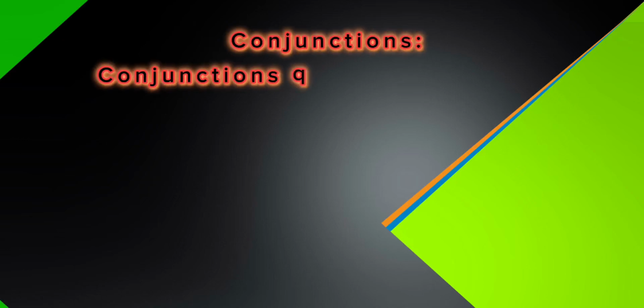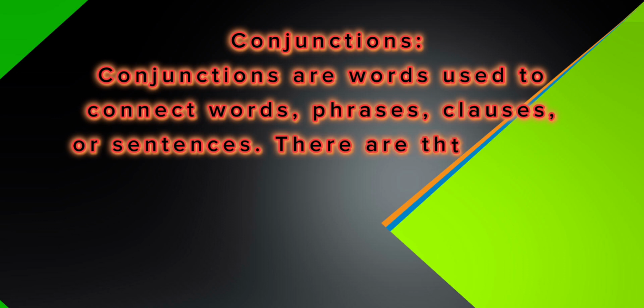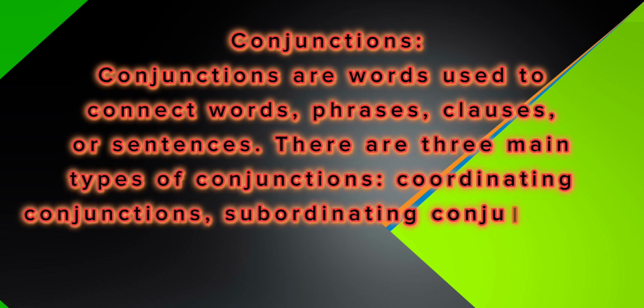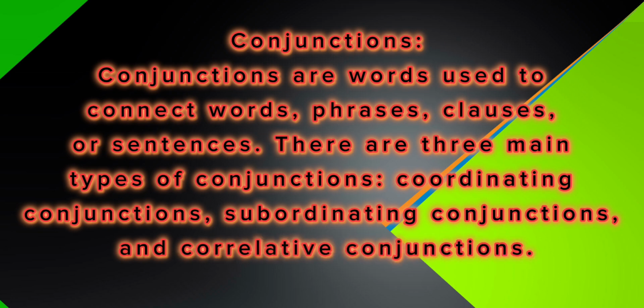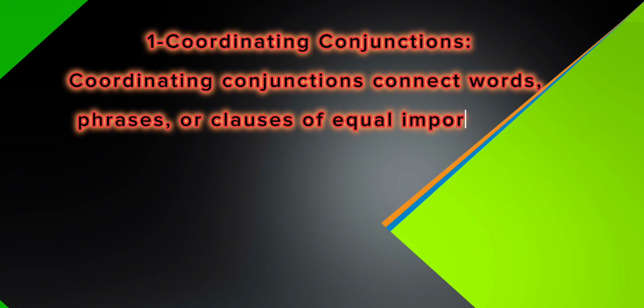Conjunctions. Conjunctions are words used to connect words, phrases, clauses, or sentences. There are three main types of conjunctions: coordinating conjunctions, subordinating conjunctions, and correlative conjunctions. 1. Coordinating conjunctions. Coordinating conjunctions connect words, phrases, or clauses of equal importance.